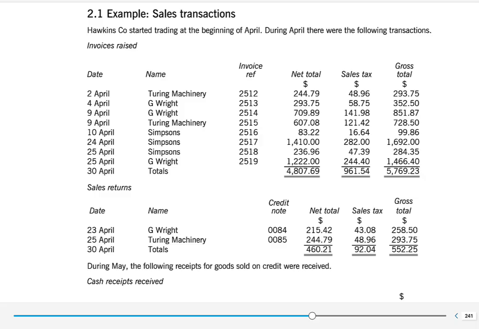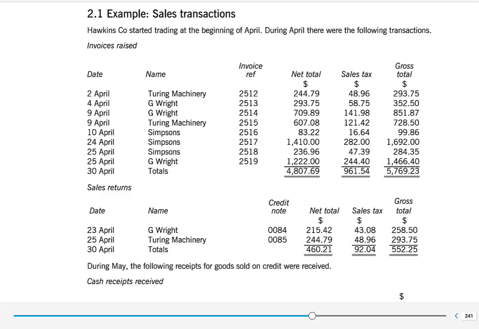The business is Hawkins Co. During April, credit sales invoices were raised to 3 credit customers, Turing Machinery, G. Wright, Simpsons. For each invoice, the table gives 3 amounts: net total, meaning sales value before sales tax, and gross total, meaning what the customer owes in total. Also during April, there were sales returns, credit notes. Again, net, sales tax, and gross are given. Then during May, cash receipts were received from customers who paid amounts owed. So April creates and adjusts the debts. May collects some of the debts.